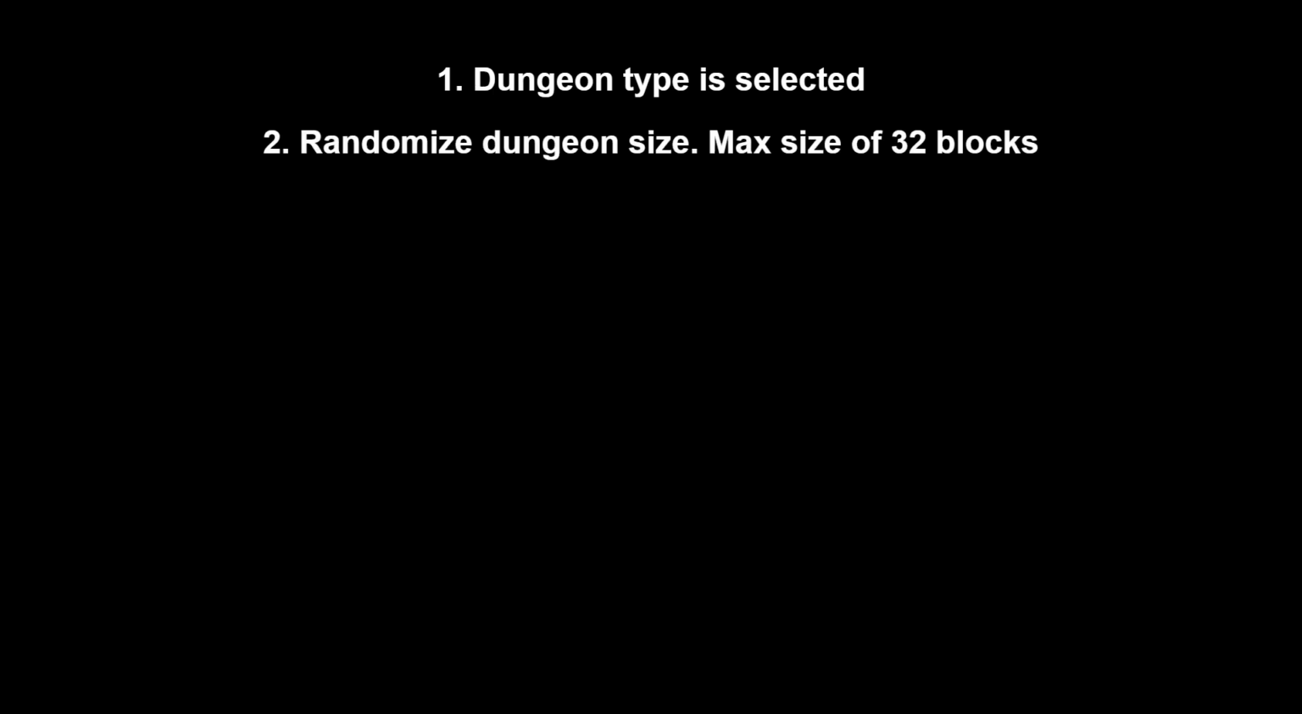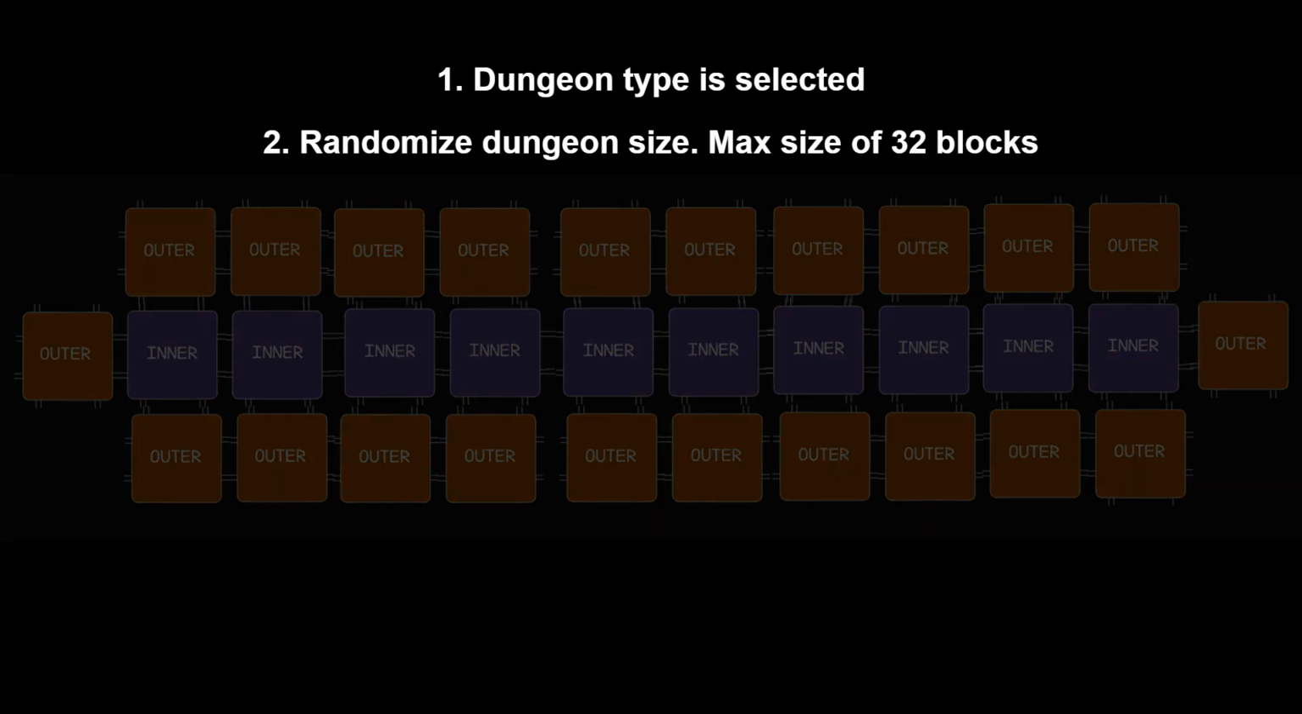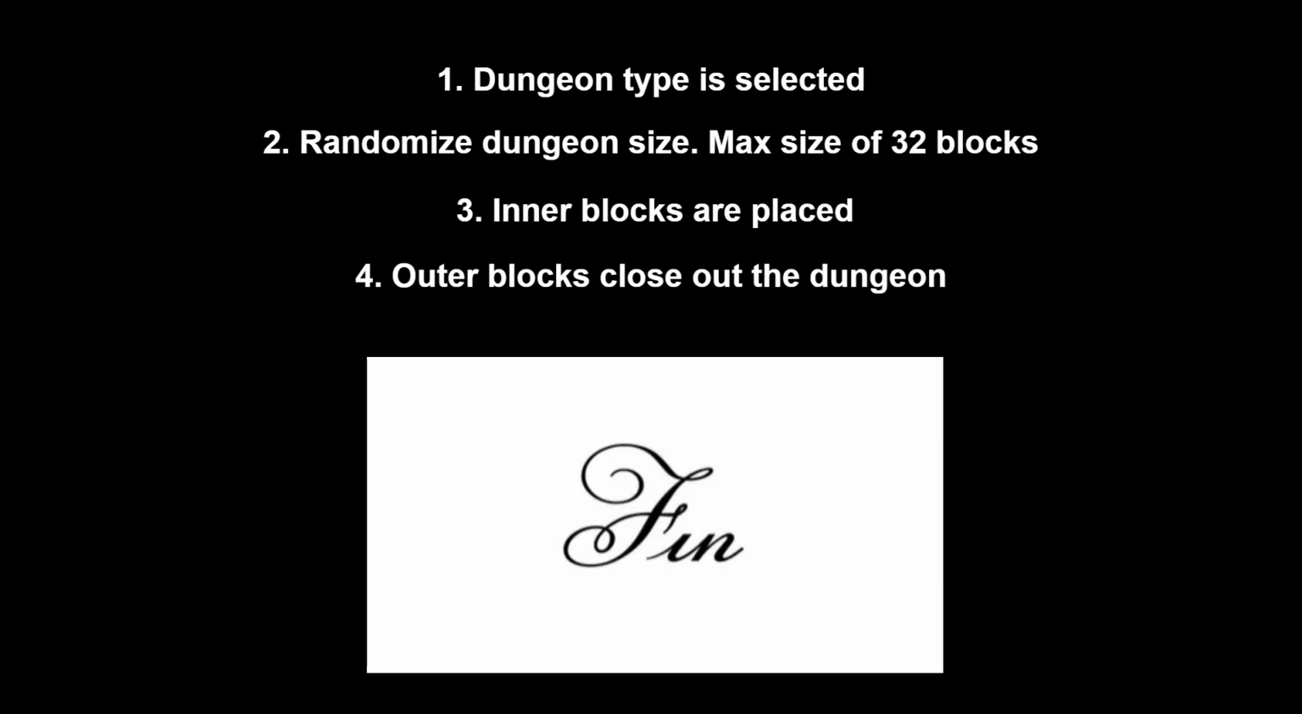Let's now sum it up and walk through the process step by step once again. A dungeon type is selected with a pool of possible blocks. Dungeon size is selected. A single dungeon can have a maximum of 32 blocks, that includes inner blocks and outer blocks. In order for the dungeon to never exceed 32 blocks, a maximum number of inner blocks is exactly 10. It's because in a worst case scenario, when inner blocks are positioned in a straight line, then the number of outer blocks is exactly 22. Selected number of internal blocks are placed next to each other. Outer blocks are placed next to each inner block. And voila, that's your dungeon.